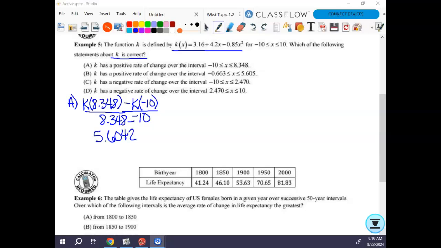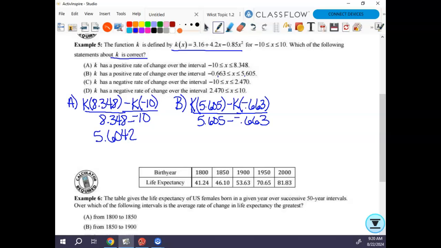So before we do B in the calculator, we need to write it down, right? So we're going to write down our slope. It's the difference in the y's over the difference in the x's. Our y values, based on these x values, would be k of 5.605 minus k of negative 0.663. And then make sure those match up underneath, 5.605 minus a negative 0.663. Okay? Your notation, what you write down, is very important.